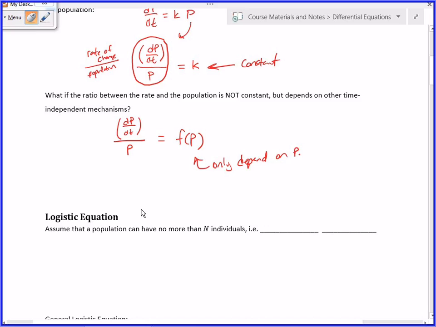Now, the logistic equation is basically assuming f is the next level complicated function. So if it's not constant, let's take it up one level and call it linear. So that's one way to approach this. I want to think about this with respect to the model.